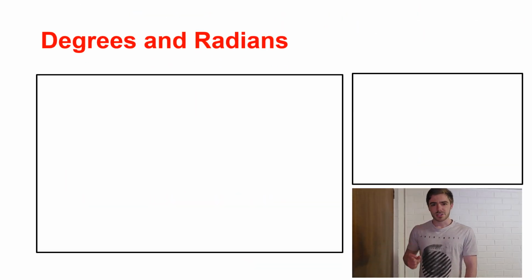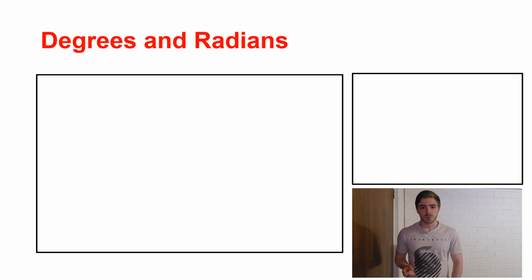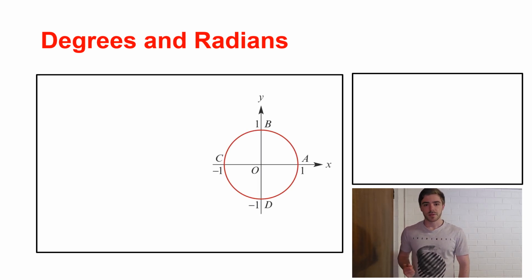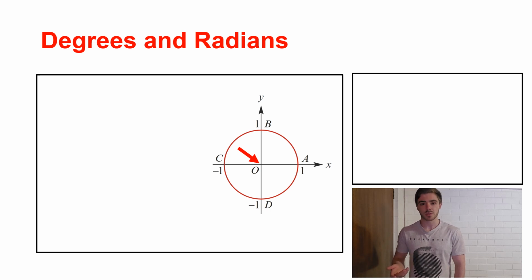Before we can understand the relationship between degrees and radians, we first need to introduce the unit circle. The unit circle, simply put, is just a circle with a radius of 1 that is centered on an axis. So the center of our unit circle is going to be the origin, and each of the axes intercepts are going to occur at plus minus 1 because the radius of the circle is 1.